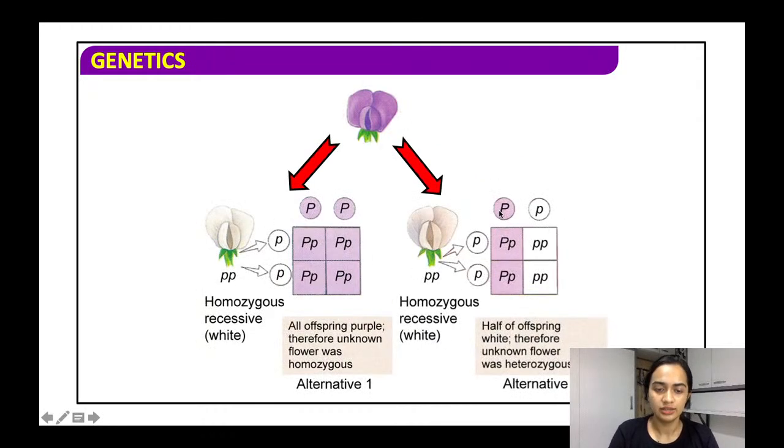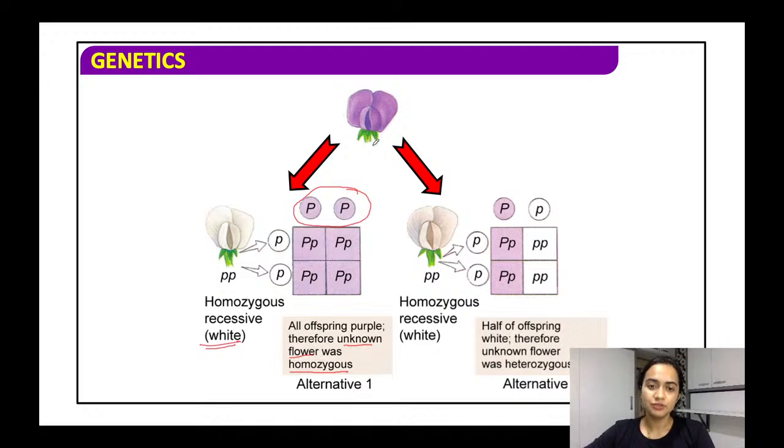Fine. Now, taking another example, I am crossing the homozygous dominant with the homozygous recessive. Alright, always it will be crossed with recessive. So this is completely dominant genotype. So here all the offsprings that are obtained are basically the dominating one. It will have the character of the dominating one, that is, it will be purple. All right, so all offsprings are purple. Therefore, the unknown flower was homozygous.